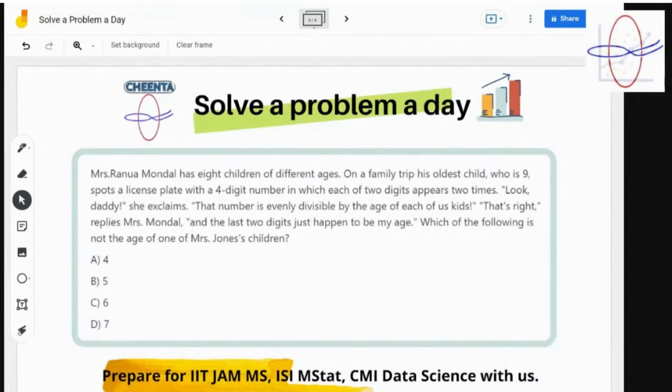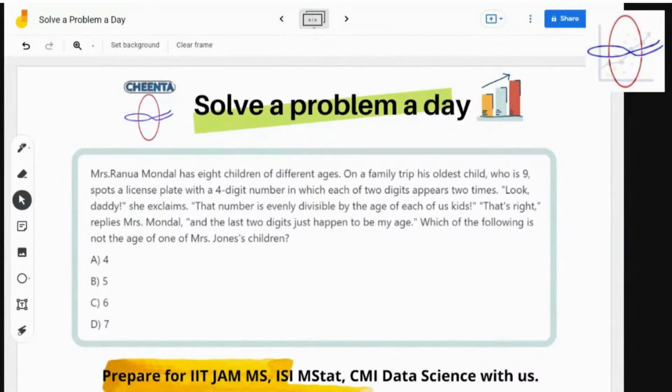Hello guys, welcome back. We are here with this beautiful number theory problem for the CMI Data Science preparation. I hope it's going well, and let's get straight into the problem right away. The problem is really interesting.